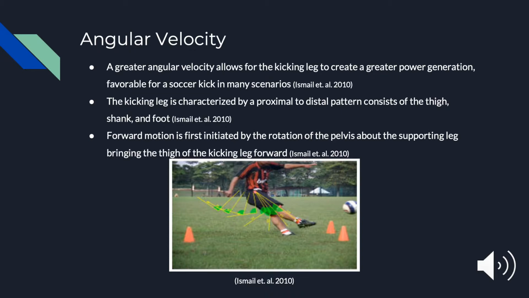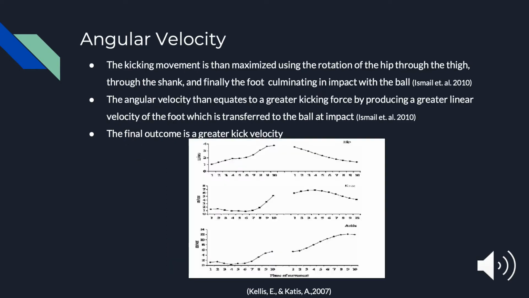Forward motion is first initiated by the rotation of the pelvis about the supporting leg, bringing the thigh of the kicking leg forward. The image below shows the increase in measured angles of the knee from backswing to follow through in the instep soccer kick. Now, once this pelvis rotation is initiated, the hip then brings the thigh of the kicking leg forward while the knee continues to flex. This is first maximized by the thigh, then by the shank, and finally by the foot, once again demonstrating this proximal to distal evolution.